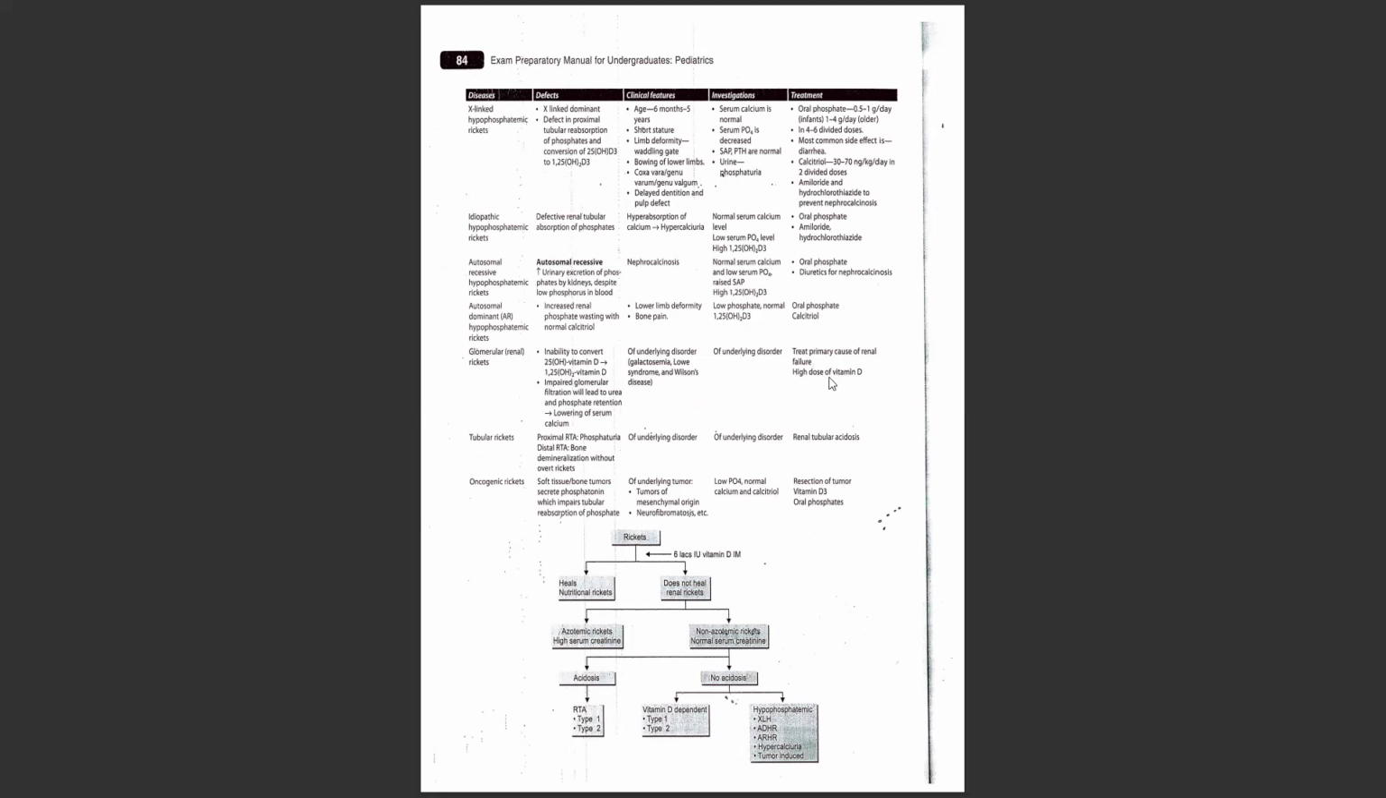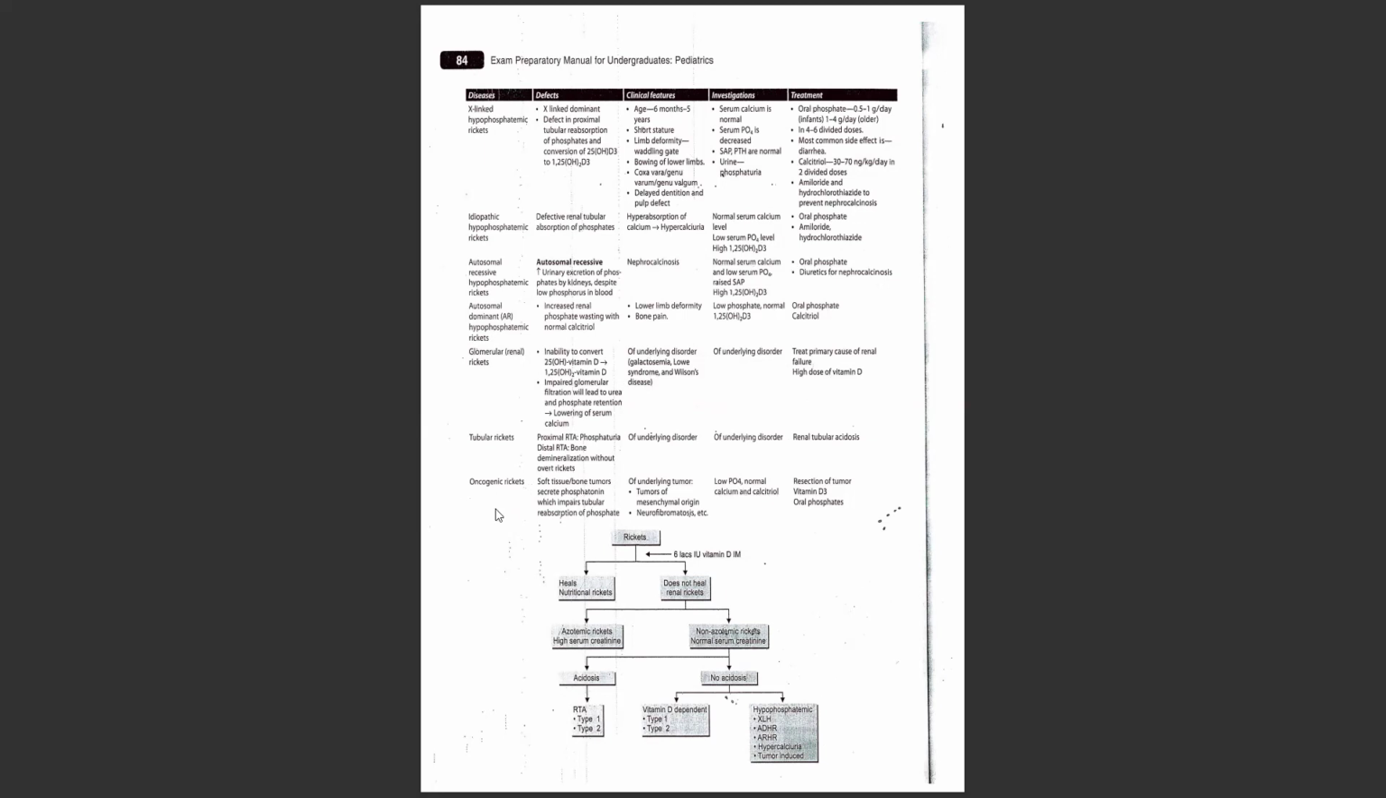So we have to treat the primary cause of the renal failure, and we have to supplement high dose vitamin D. And in tubular rickets, we have proximal renal tubular acidosis, and distal renal tubular acidosis, with bone demineralization without overt rickets. For the clinical features and investigations, we have to look for the underlying disorder. And the treatment is treatment for the renal tubular acidosis.